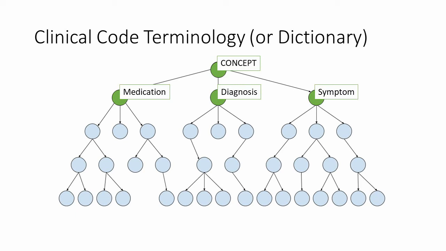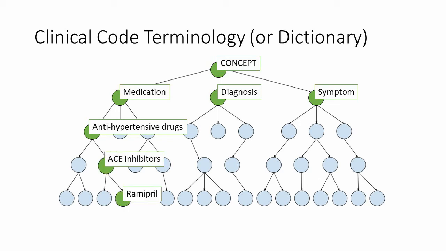Top-level examples of a concept within the medical domain might be medication, diagnosis, or symptom. Beneath medication, you would have types of medication, for example, the class of antihypertensive drugs. An ACE inhibitor is an example of an antihypertensive drug, and ramipril is an example of an ACE inhibitor.